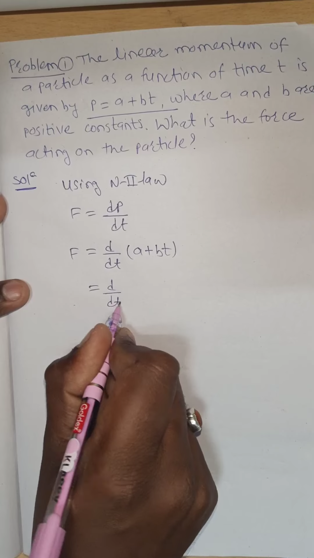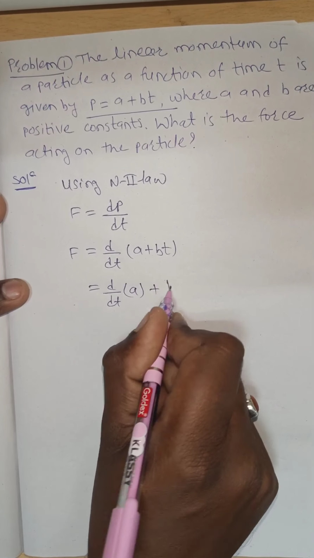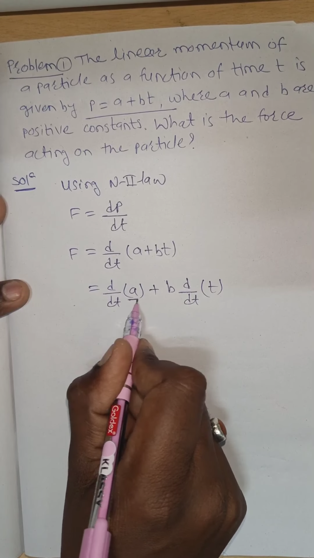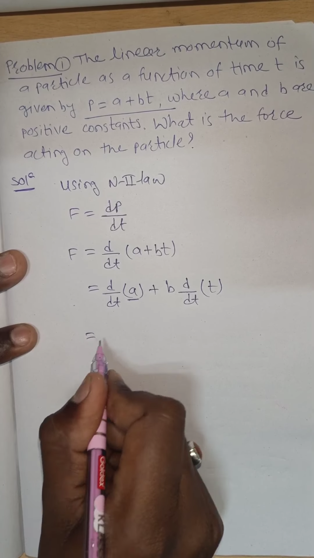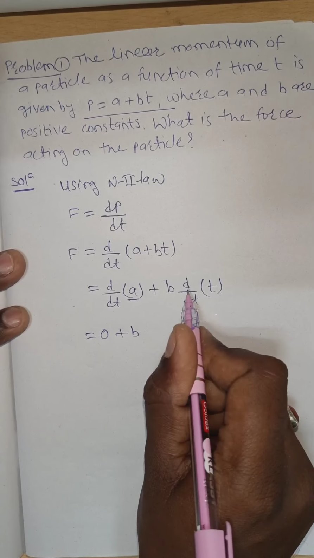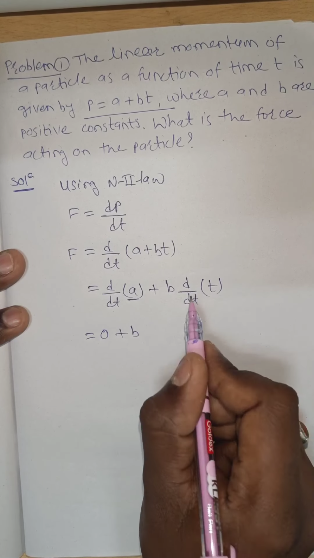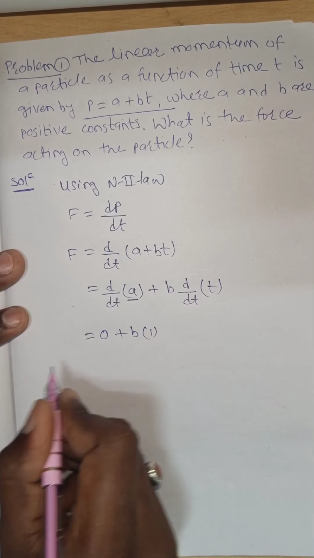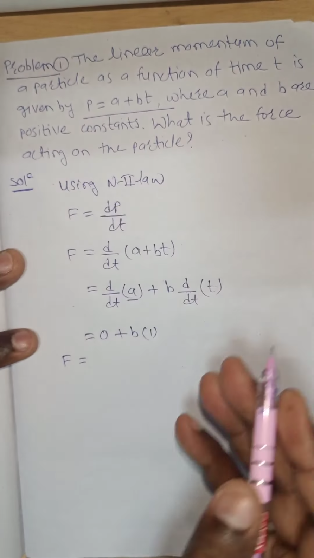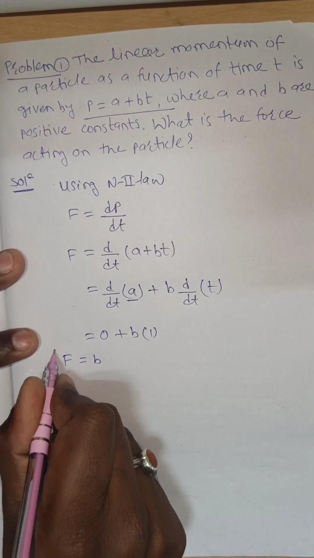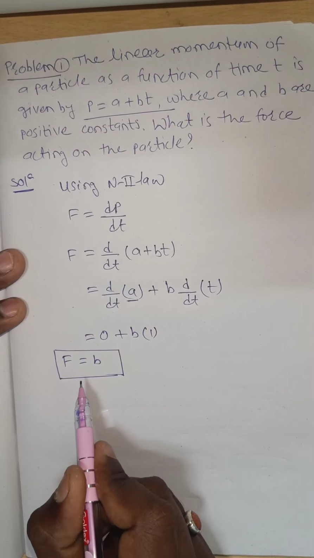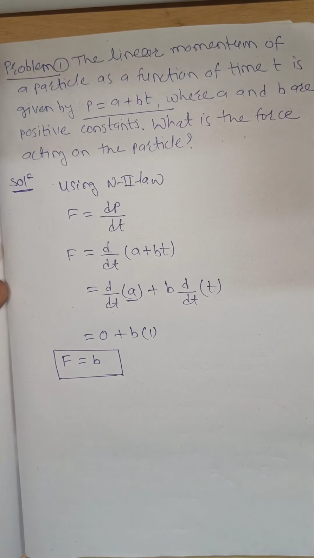Then this is d/dt of a plus b times d/dt of t. Now a is a positive constant, therefore the differentiation of a constant is 0, plus b times dt/dt, which is equal to 1. Therefore, when momentum p is a + bt, the force acting on the particle is only b.